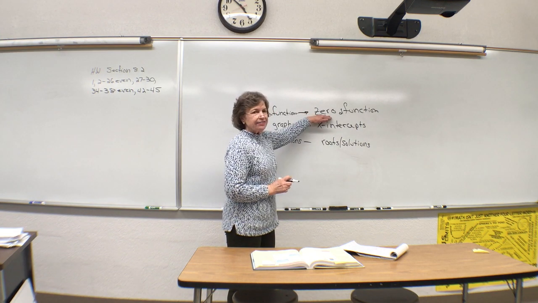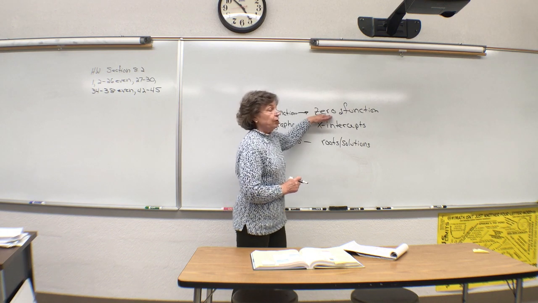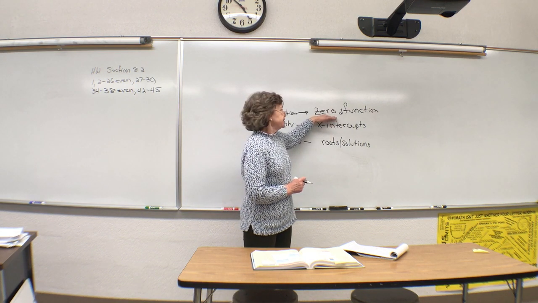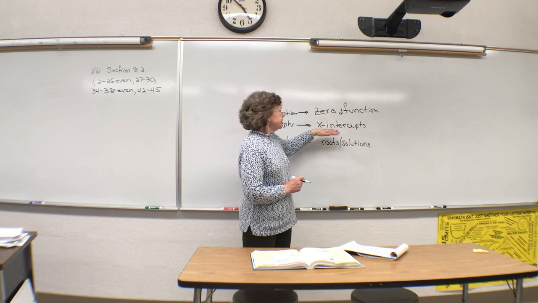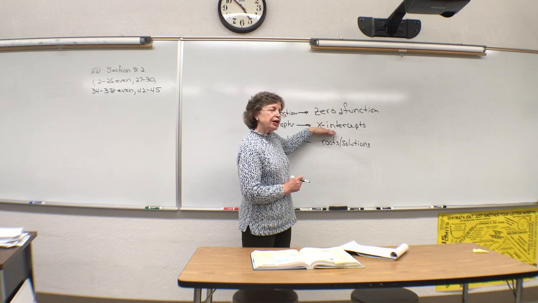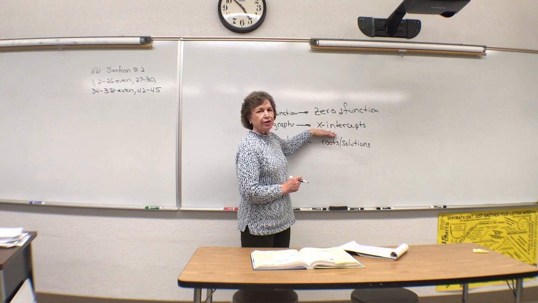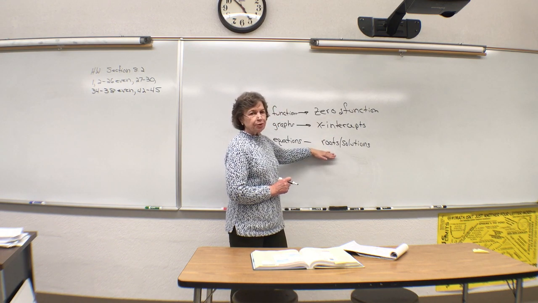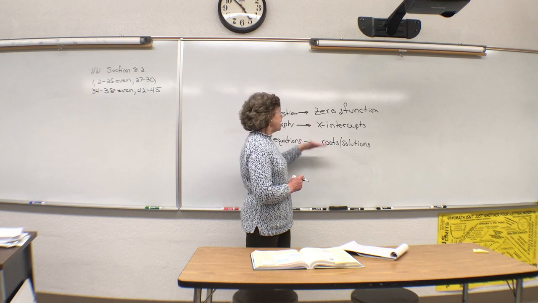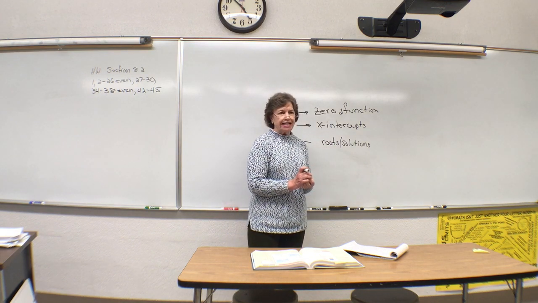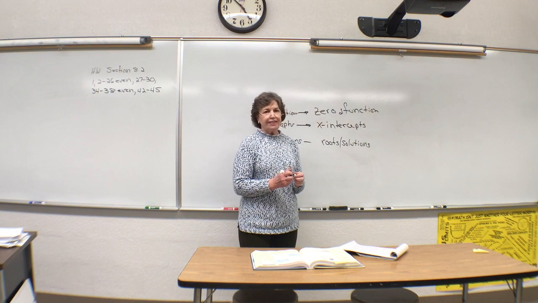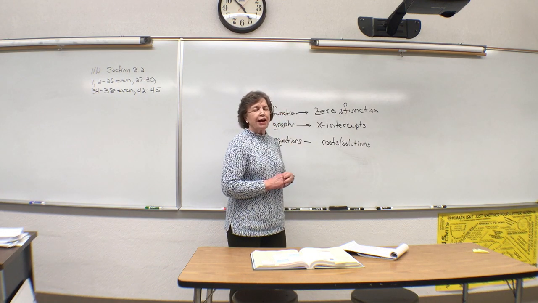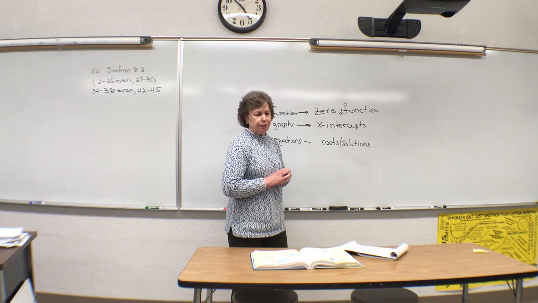Zeros are the x value of that function, or the value of the variable, that makes that equation, that function, equal to 0. When I graph that function, those values are where it crosses the x-axis, so they are the x-intercepts. And when I solve that equation algebraically, those values are the roots or solutions of that equation. We call them different things when we talk about functions, graphs, or equations, but they all represent the same numbers.